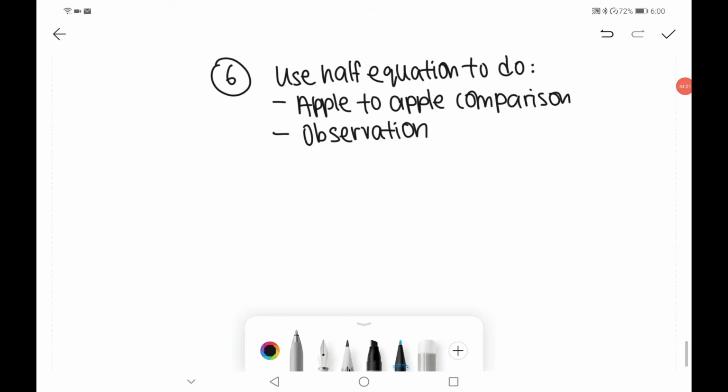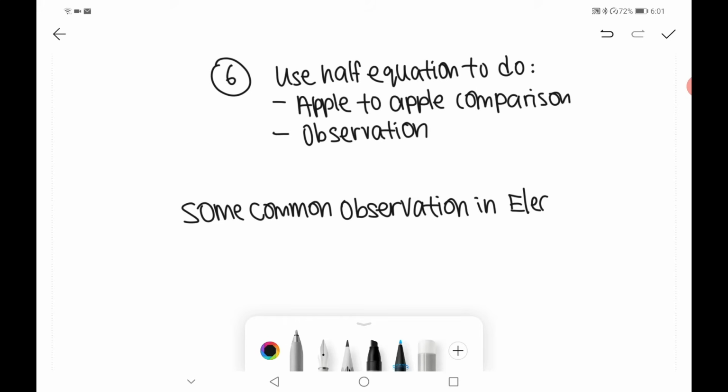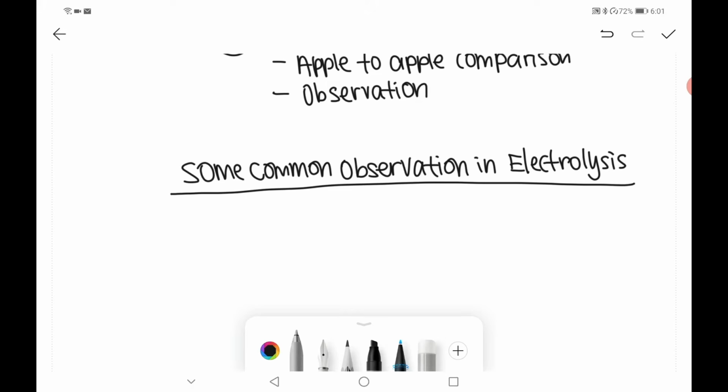Now I want you to know some of the common observations in electrolysis, or you can call it the electrolytic cell. In electrolysis, always remember, if you want to get the observation, always refer to the half equation.